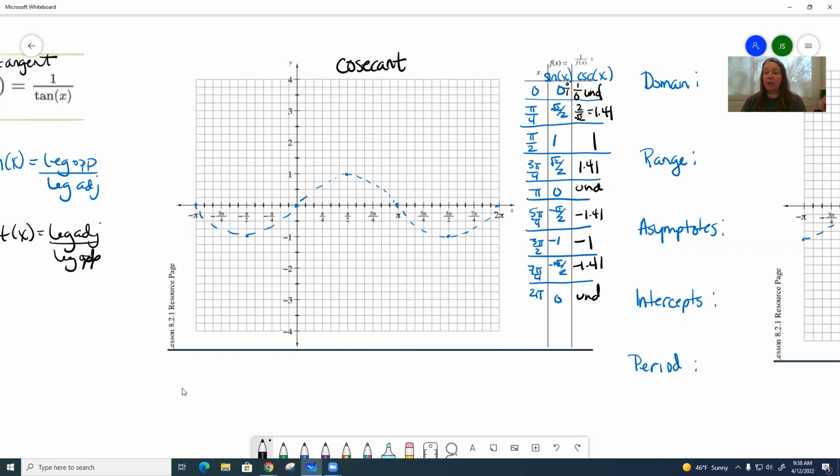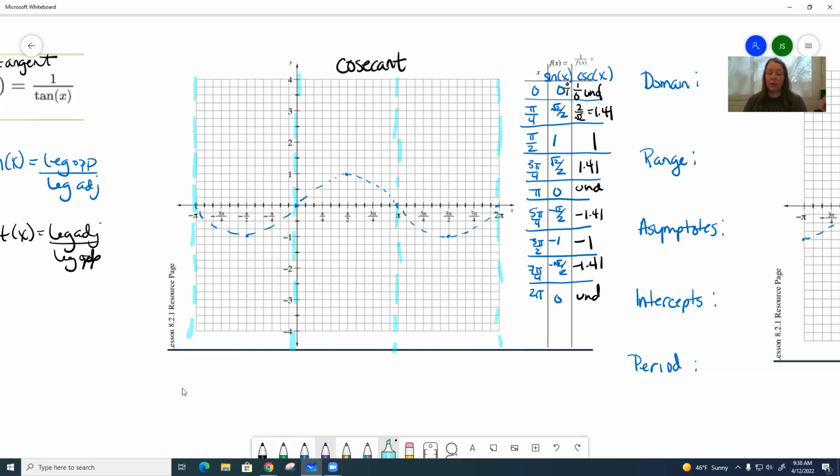So whenever I have undefined cosecants, then the way that's going to show up in our graph is as a vertical asymptote. So I'm going to draw in my vertical asymptotes. Okay, and these keep repeating every pi. So how can we describe the graph? When we talk about the asymptotes, they're happening every pi, right? 0 pi, 1 pi, 2 pi.